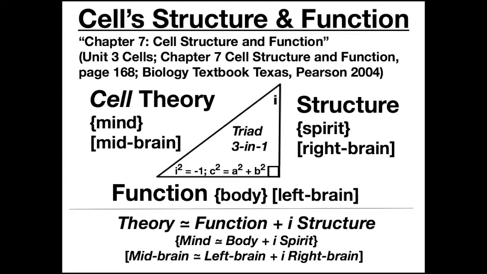The theory, second story, corresponds to the real function plus the imaginary structure, corresponding again to the second story mind equal to the body, which is real, obviously, plus the imaginary spirit, which is imaginary, definitely. And likewise, the midbrain, which is second story, corresponds to the real way of viewing things of the left brain plus the imaginary way of viewing things from the right brain. Again, this is very repetitious, so you get the idea by now.